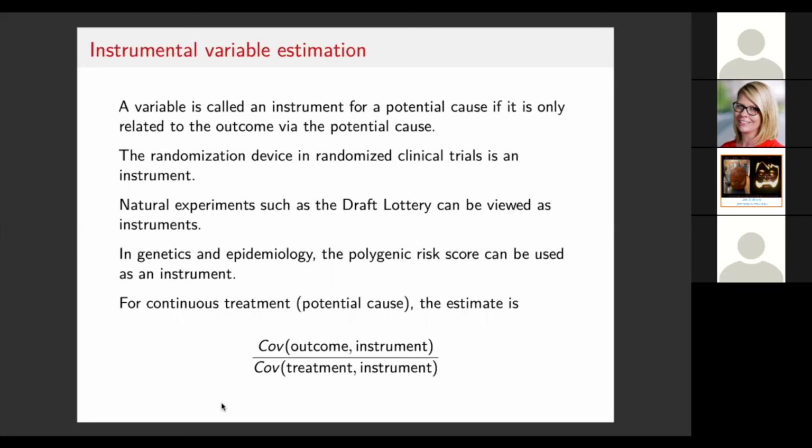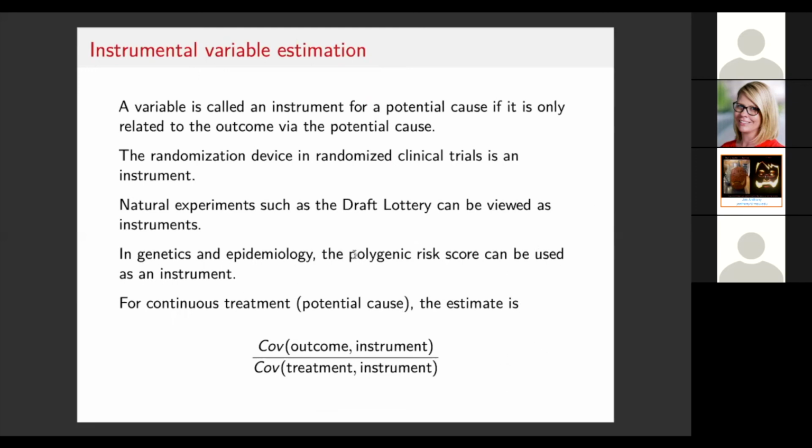The best example is the randomization device that you use for clinical trials, because that randomization is what causes you to get the drug or the placebo, and it is only related to the outcome via whether you got the drug or the placebo. There are other examples like the draft lottery, with exposure to war being the risk factor, and mortality or health outcomes being the potential outcomes.